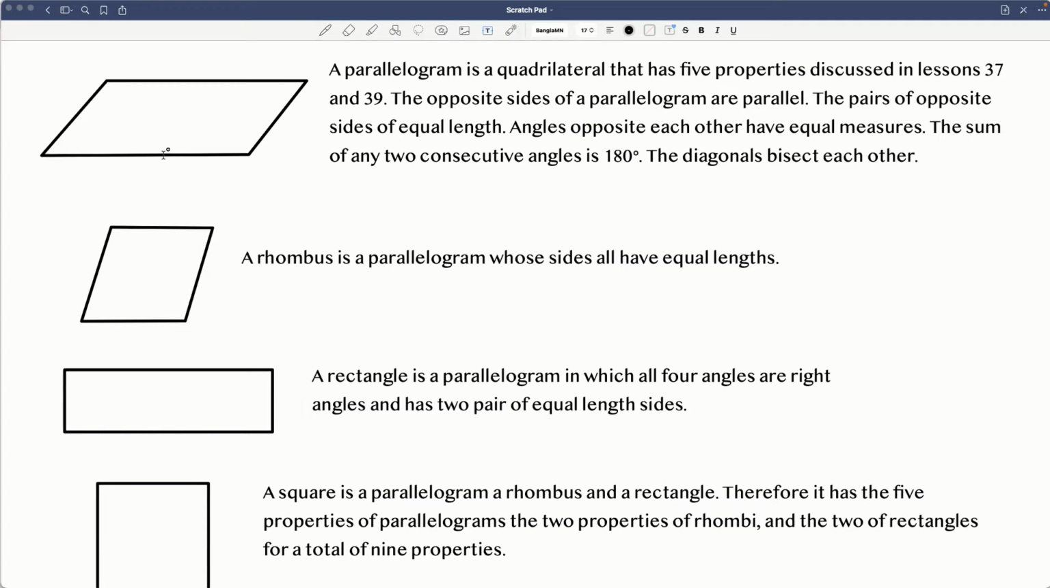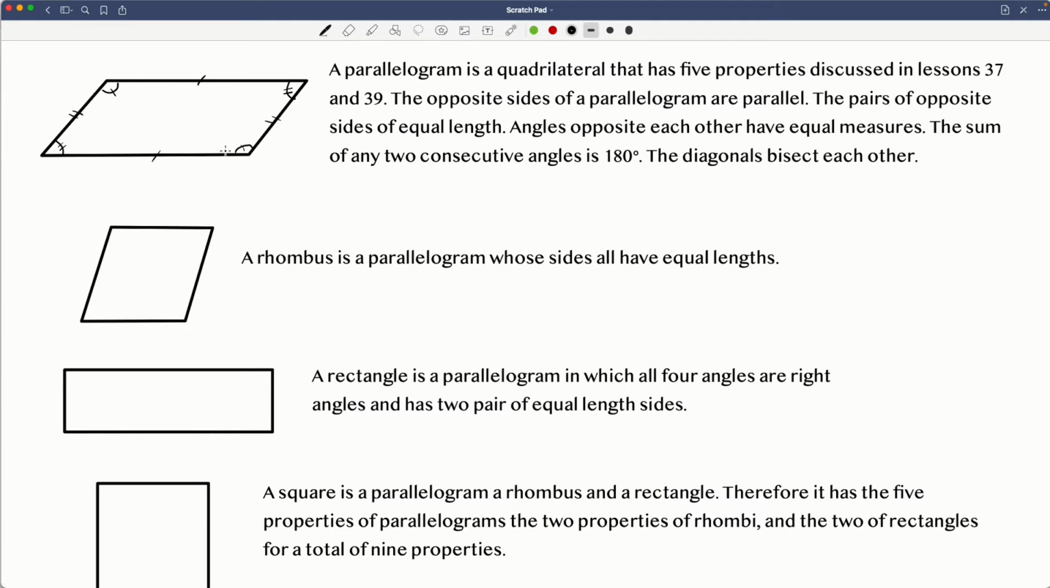The pairs of opposite sides are of equal length. So this is the same length as this, and this is the same length as this. Angles opposite each other have equal measures. So this angle, actually let me get my pen. So this side is congruent to this side, and both of these sides are also parallel. This angle is congruent to this angle, and this angle is congruent to this angle, okay?